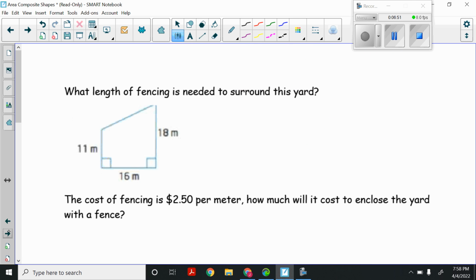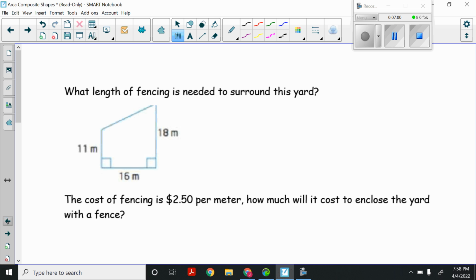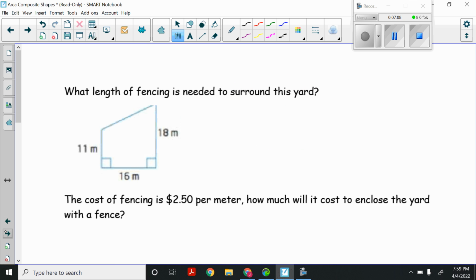All right, next page. It says what length of fencing is needed to surround this yard. Okay, so again, I look at what shape do I have. This looks again like a trapezoid, right? Top base, bottom base, height. So what length of fencing is needed to surround the yard? So this surround, that's perimeter. So I'm looking for perimeter here.